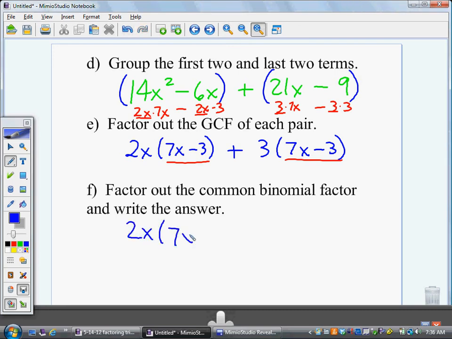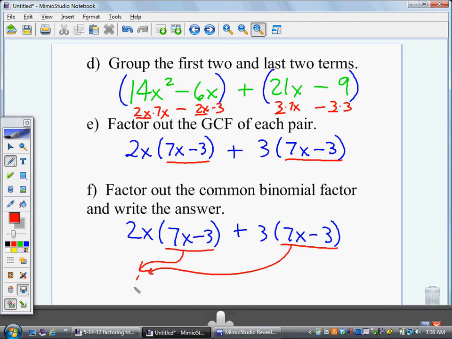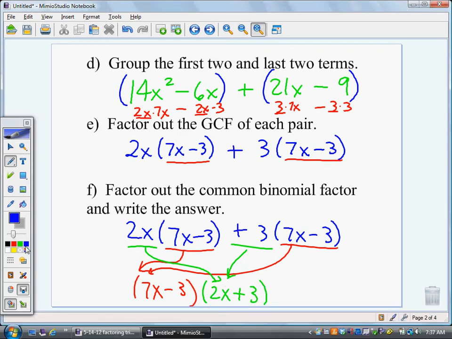So just rewrite what we had. You're going to factor out that common binomial factor. In this case, it's 7x minus 3. And that's going to be our first binomial, and then the part that remains, the 2x and the plus 3, that's your second binomial, 2x plus 3, and that's your answer.